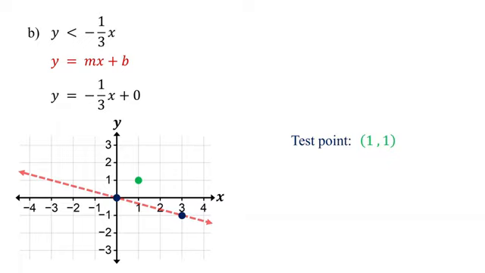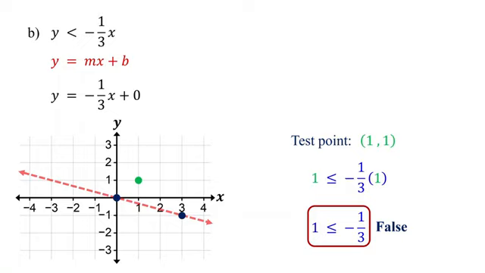Now substitute the coordinates into the inequality and simplify. Since 1 is not less than negative 1/3, this statement is false, right? That means the test point does not satisfy the inequality, so it's not part of the solution region. Therefore, we shade the region that does not contain it. That's your graph for this example. Every point in the shaded region is a solution to the inequality, while points on the boundary line and in the unshaded region are not.